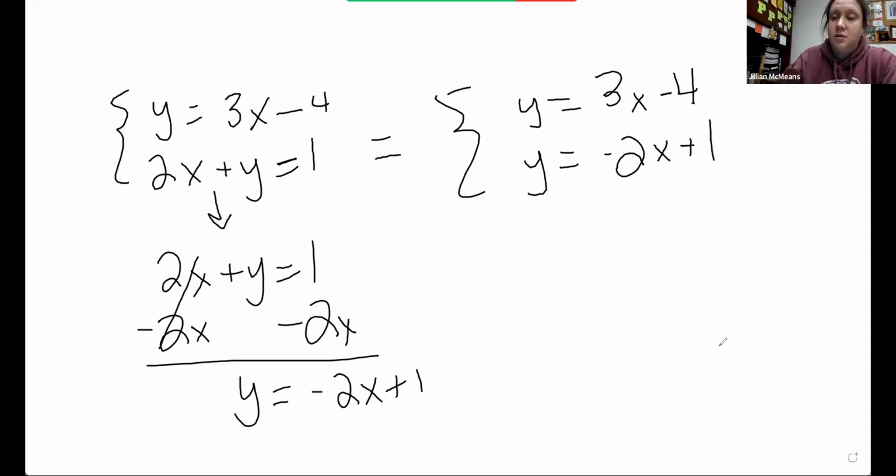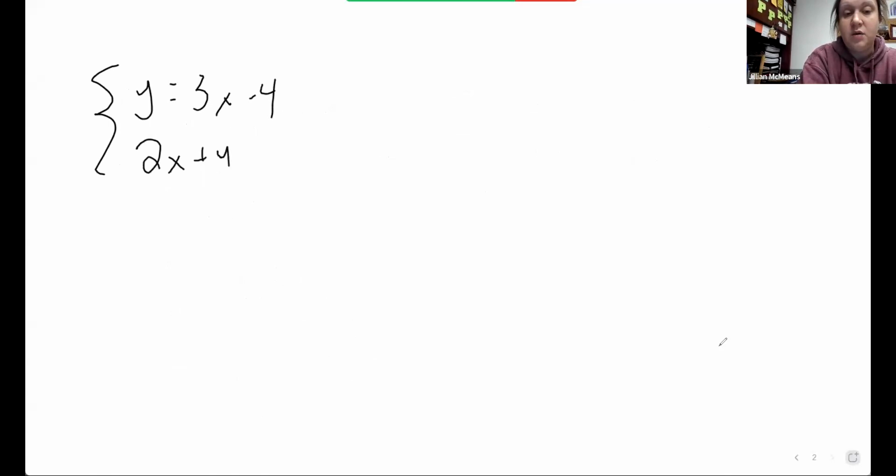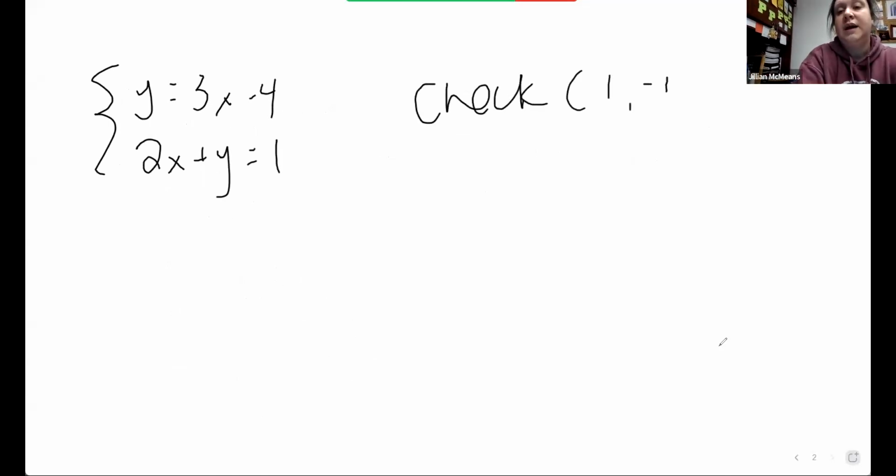1, negative 1. And if you want to, remember, you can check your work, okay? So if we wanted to, remember, the original system was y equals 3x minus 4 and 2x plus y equals 1. We can check the ordered pair 1, negative 1.